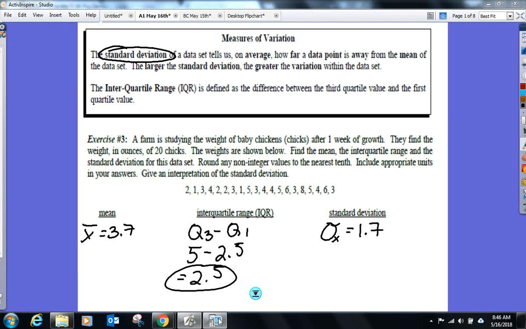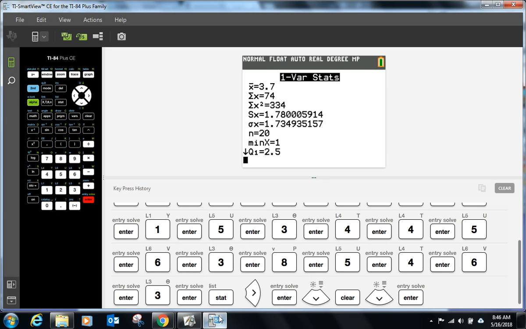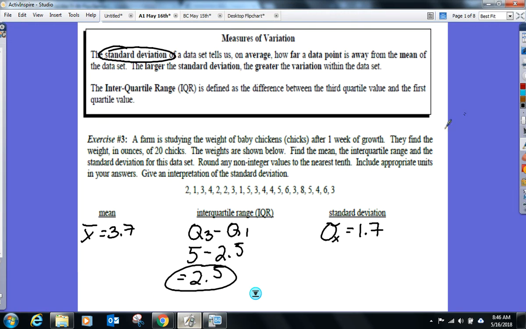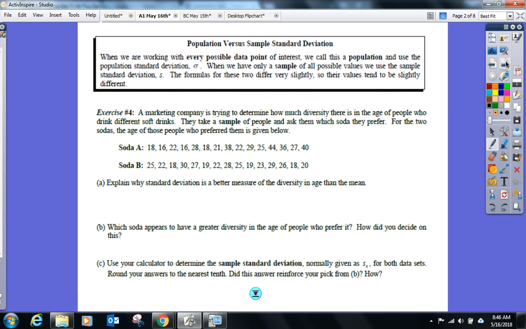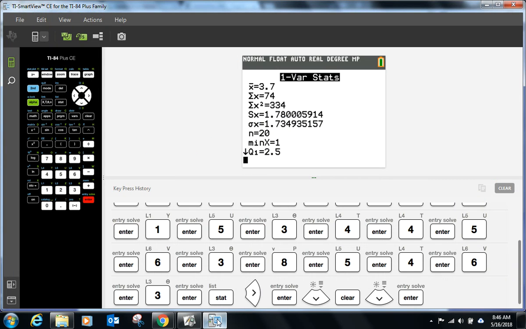Now, what I got to get into is there's actually 2 types of standard deviations, and you guys can go to the next page because it talks about it right now, right at the top of the next page. There's a sample standard deviation, and there's a population standard deviation. Population and sample. Let me just show you on the calculator where they are.